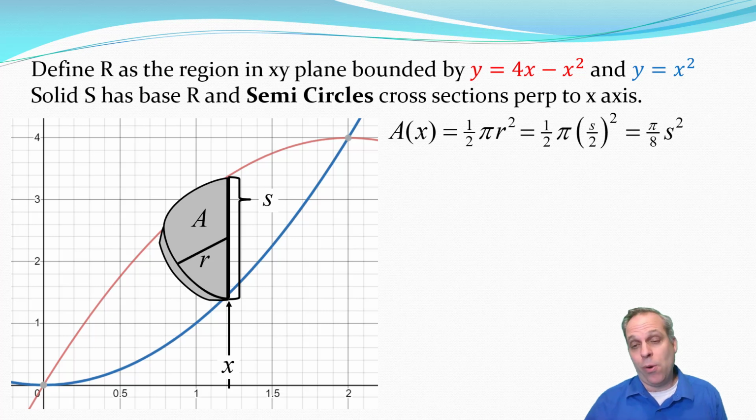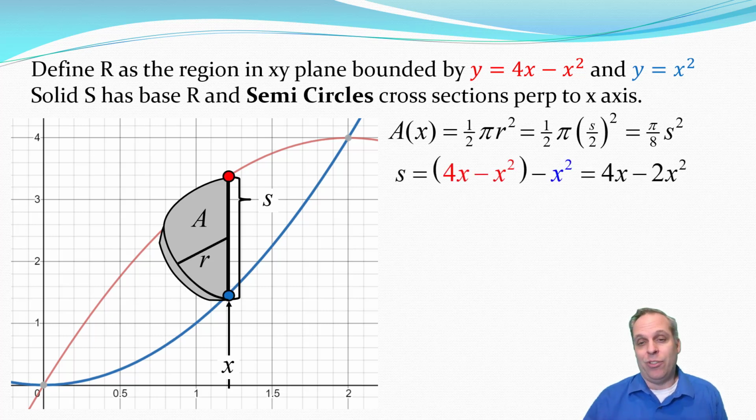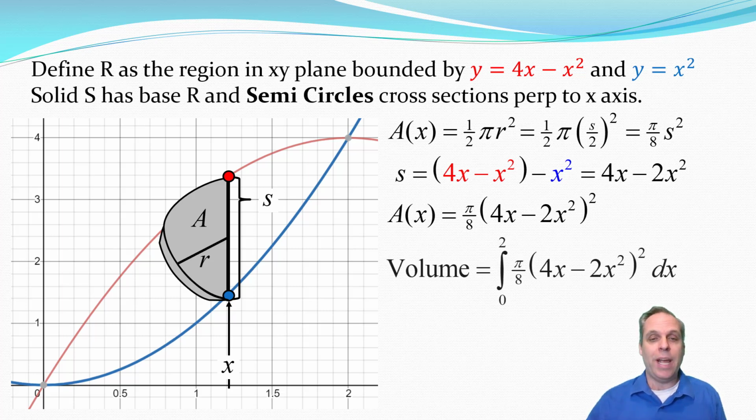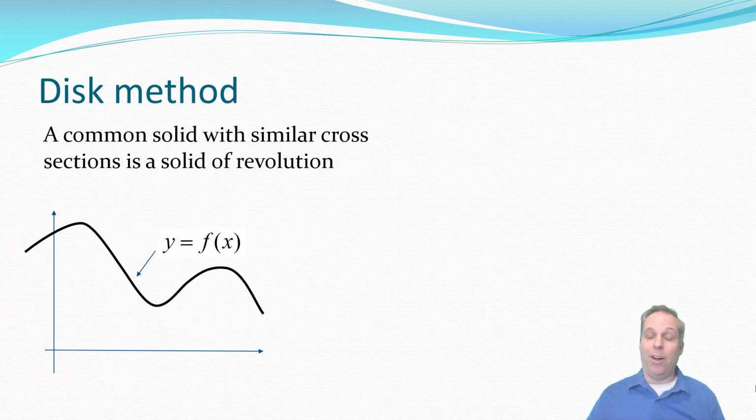And as we've done before, we know what s is, so we know what the area is as a function of x. That means if we just integrate that from 0 to 2, we have the volume of our particular solid. Now, a very common solid with similar cross sections is called a solid of revolution. These are often formed this way.